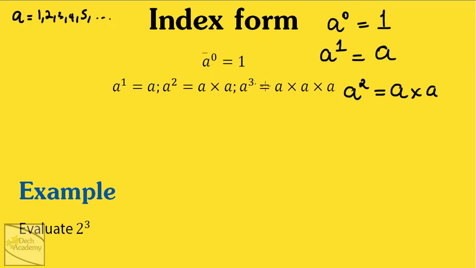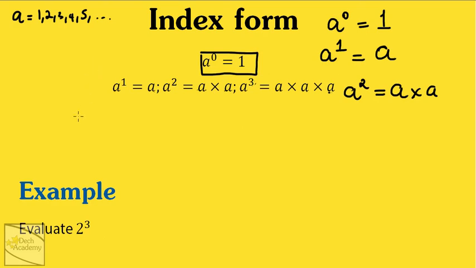So what you need to notice is that there are 3 a's on the right hand side, and a is being raised to the power of 3. Here you can see that there are 2 a's on the right hand side, and a is being raised to the power of 2. Here there's 1 a on the right hand side, and a is being raised to the power of 1. And then you can just take this as a general rule.